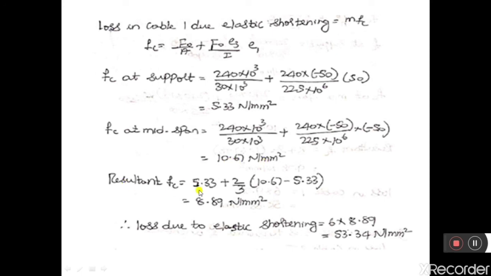So resultant Fc is Fc2 plus 2 by 3 into Fc1 minus Fc2. You will get 8.89 Newton per mm square. Therefore, loss due to elastic shortening in the first cable when cable 3 is pulled is 6 into 8.89, that is m into Fc, which gives 53.34 Newton per mm square.